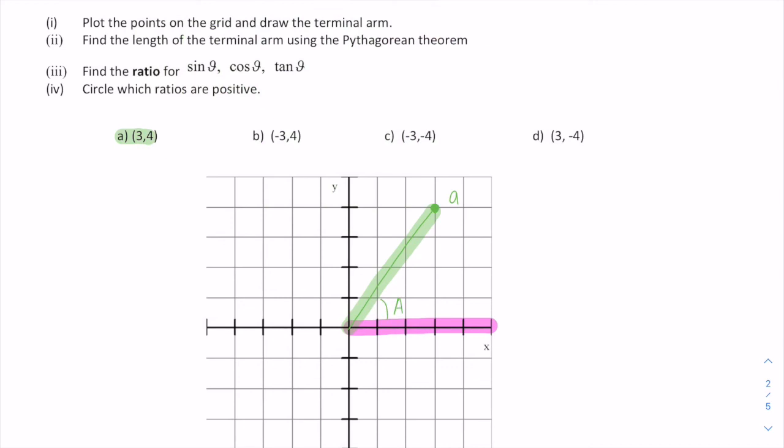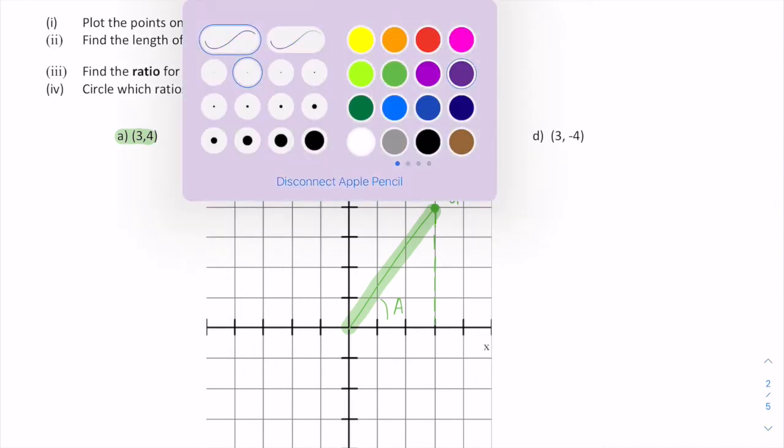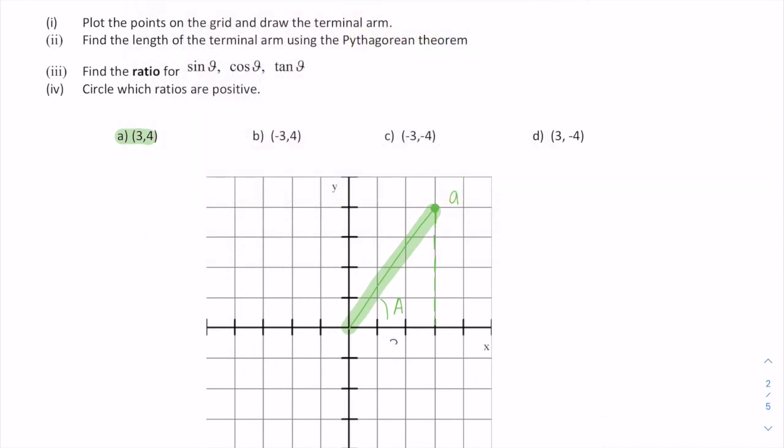Now the next thing we want to do is find the length of that arm using the Pythagorean theorem. So we're just going to have my arm here go straight down like this. And that means that we have 3 on the bottom, 4 here. So if I use the Pythagorean theorem, I'm going to have 3 squared plus 4 squared equals c squared. 9 plus 16 equals c squared.